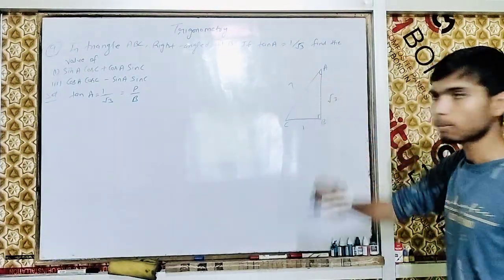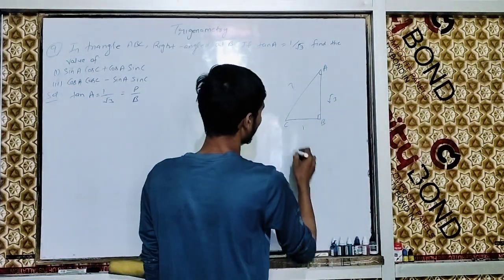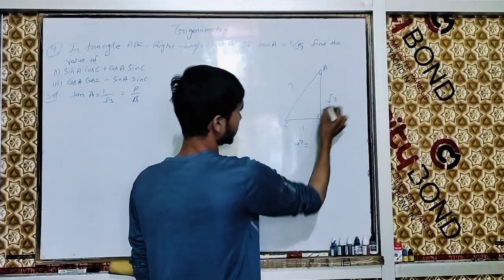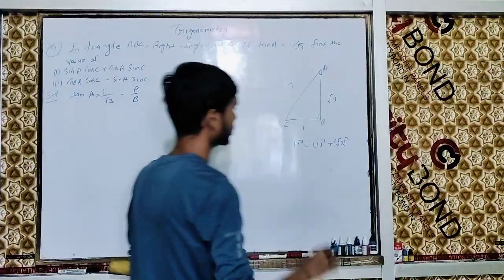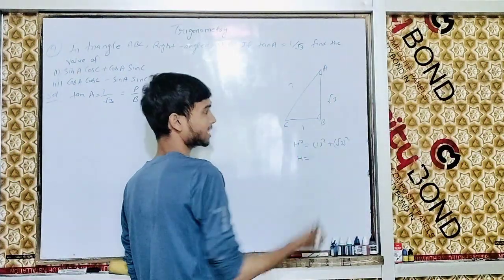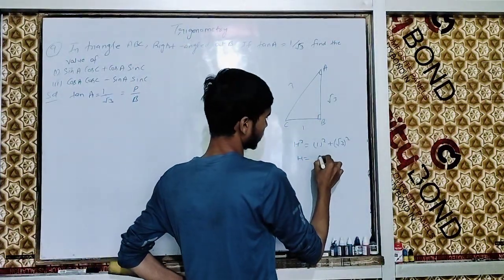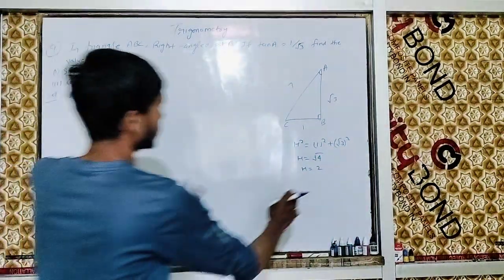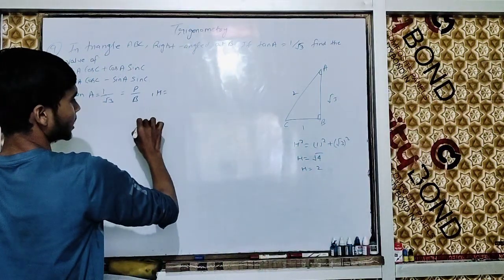But what about the hypotenuse? For this, we will use the theorem. For H, add 1 square and root 3 square. It gives you 1 plus 3, which is nothing but 4, and H comes as 2. So finally you got H as 2.